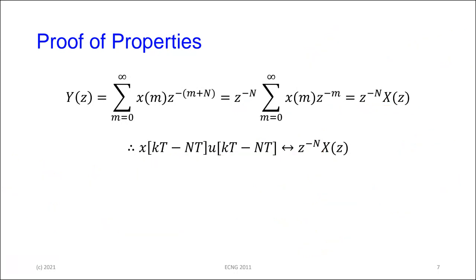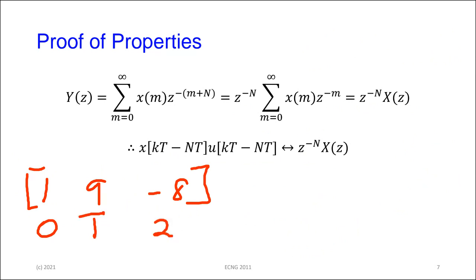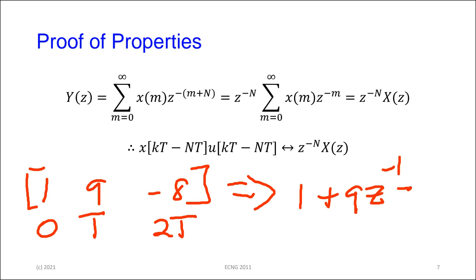Going back to that thing that we had, 1, 9, minus 8, where we started. This is time 1, this is 2 times 1. And this gave me a Z transform of 1 plus 9 Z minus 1 minus 8 Z minus 2.